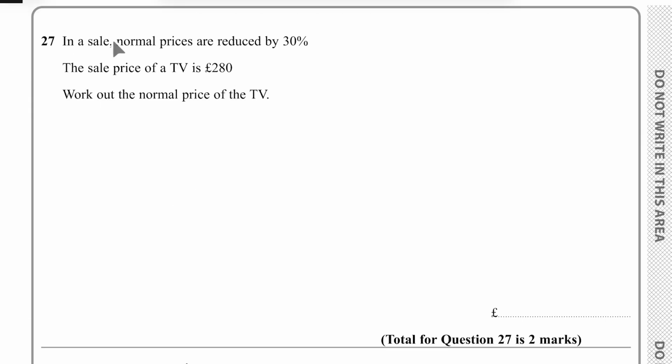Okay, so in a sale, normal prices are reduced by 30%. The sale price of a TV is £280. Work out the normal price of the TV.